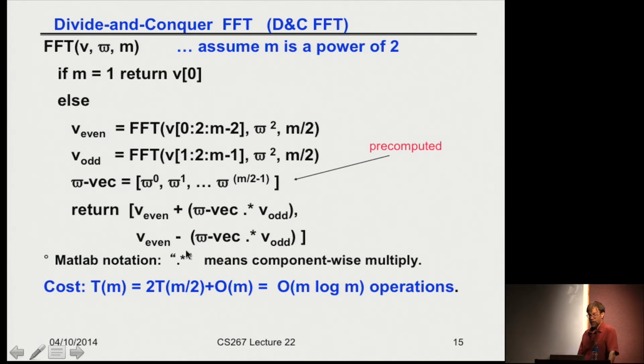So how much does this cost? The time, or let's say the number of floating point operations to do this algorithm, that's T of m. It calls itself twice recursively, so it's 2 times the cost of a problem of half the size. And then this is just m multiplies and m adds, so plus order m, and that recursion has an order m log m solution.